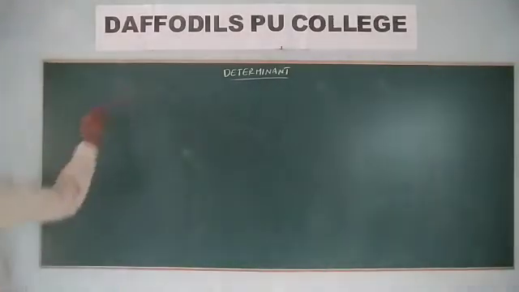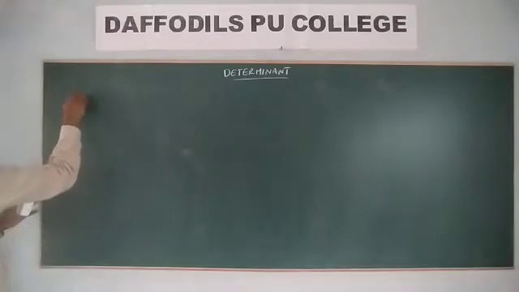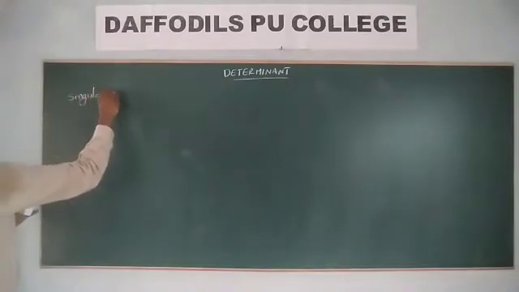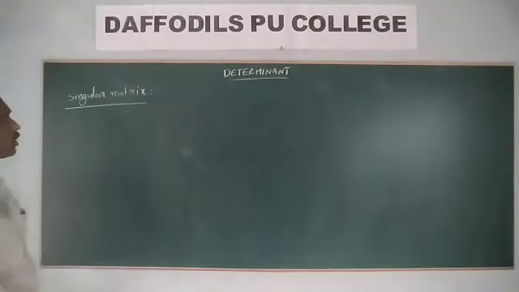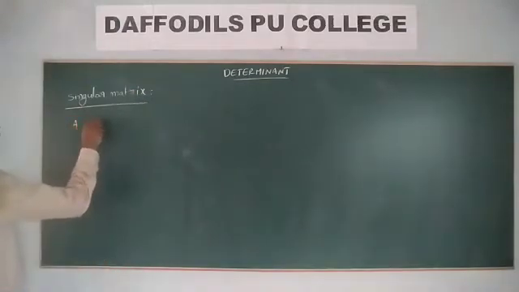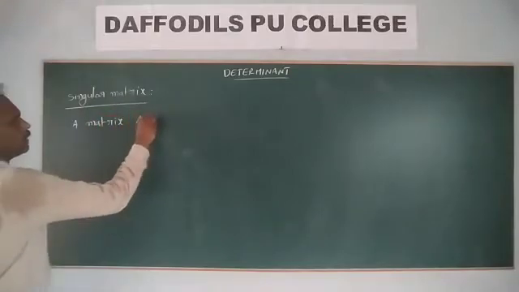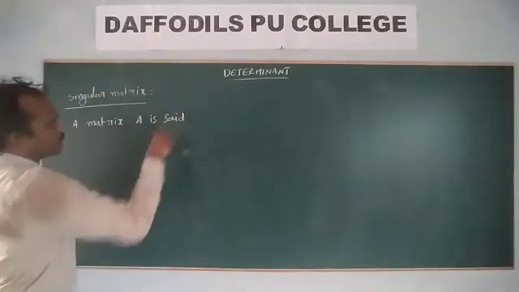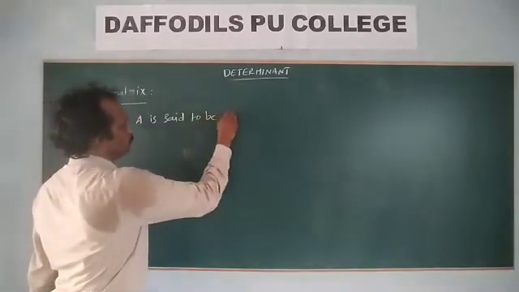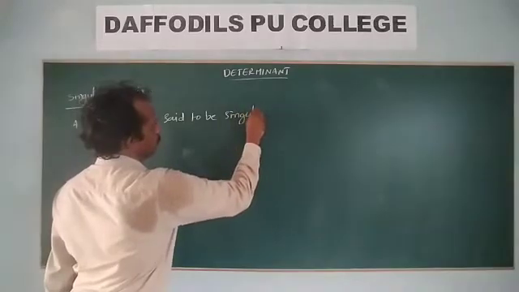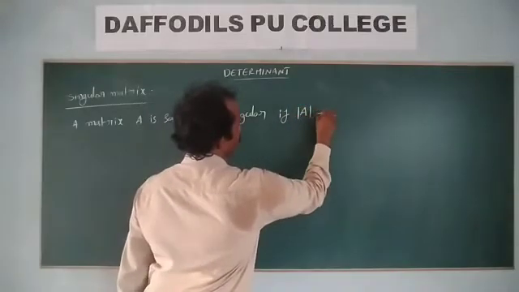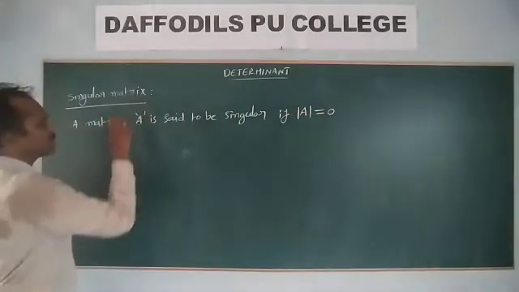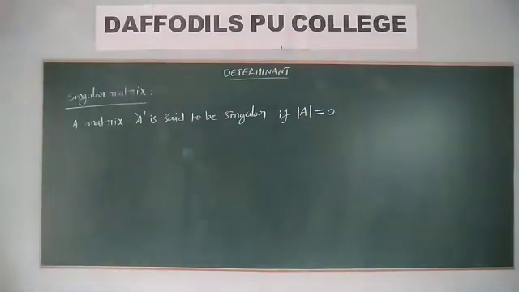Singular matrix, non-singular matrix. Singular matrix definition: a matrix A is said to be singular if its determinant is equal to 0. So that is the definition of a singular matrix.